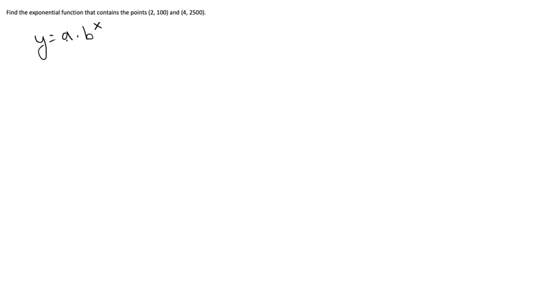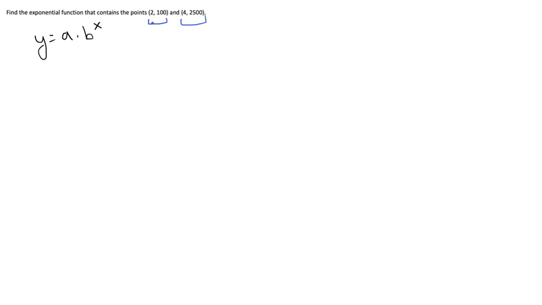Okay, so what do a and b represent? Well, remember, b is the base of the exponential function and a is the coefficient. So how are we going to find these values of a and b? Well, we're going to use the points that are given. Remember, we know that these points lie on the graph.